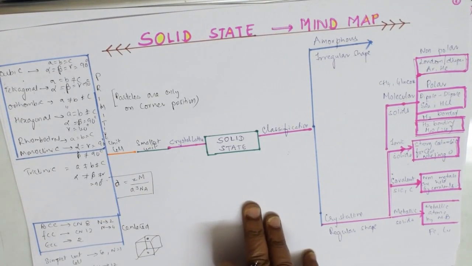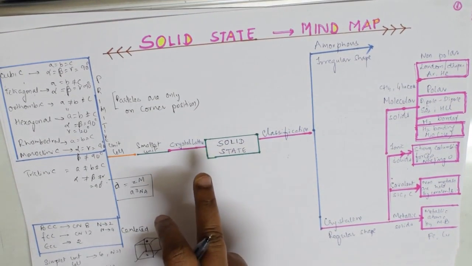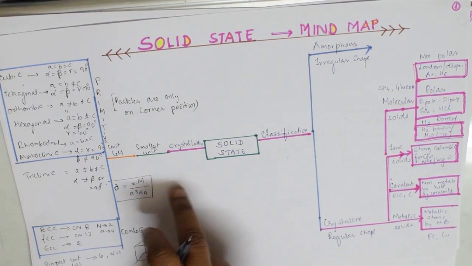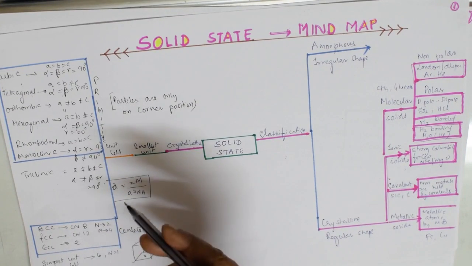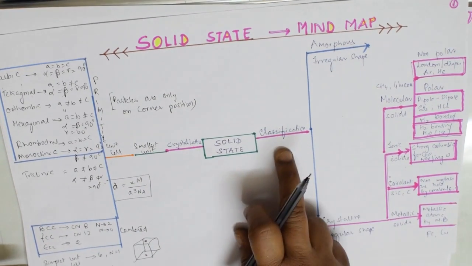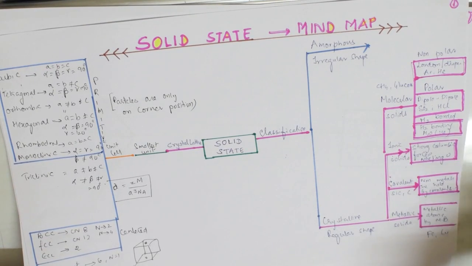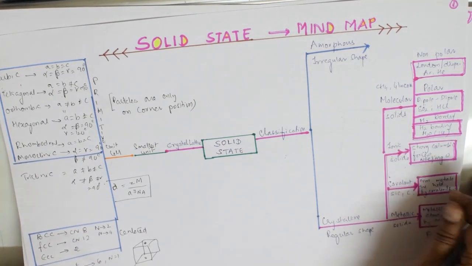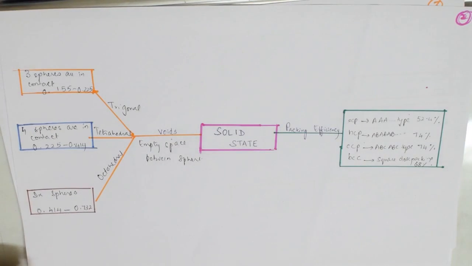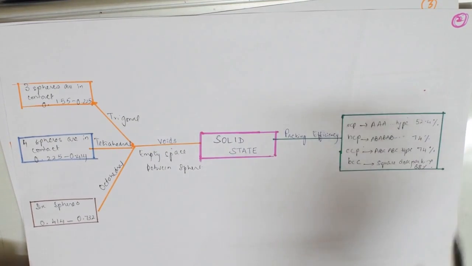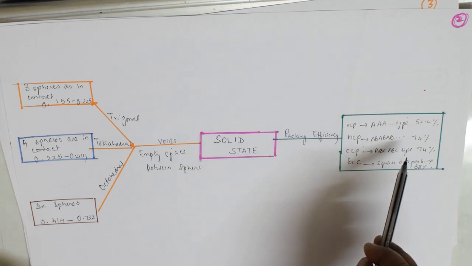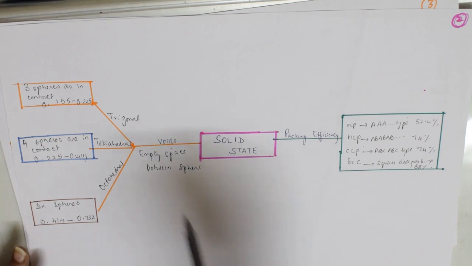I have taught about classification into crystalline, as well as we have studied about the crystal lattice, unit cell, primitive type and centered type. Again, in classification, I have taught you about molecular solids, ionic solids, covalent and metallic. Further classification of molecular solids. In page 2, I have taught you what is the concept of the packing efficiency, what you should remember for your exam, and voids.